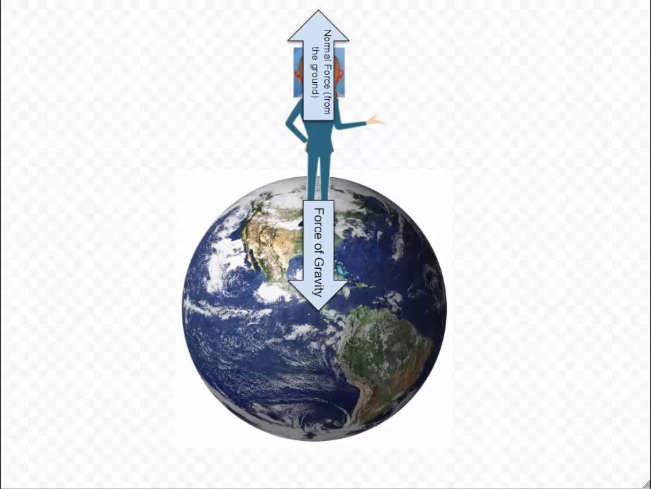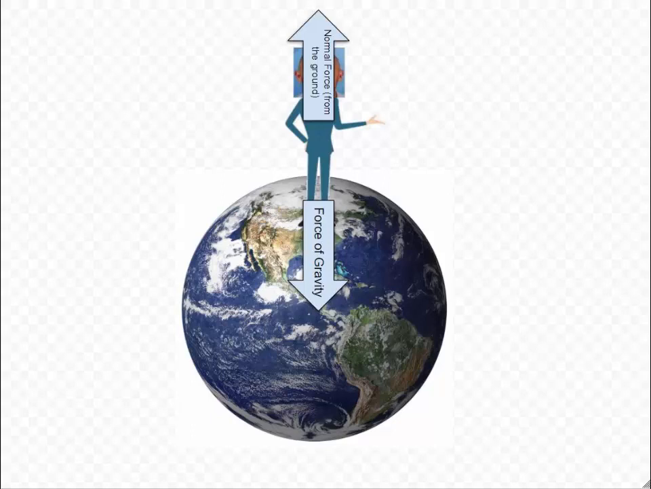Remember this guy standing on the ground? He has two forces acting on him: the force of gravity pulling him towards the Earth's center, and also the normal force pushing back up on him, supporting him from falling through the Earth. In this video, I want to focus on the direction of the normal force. Is the normal force always an upward force?